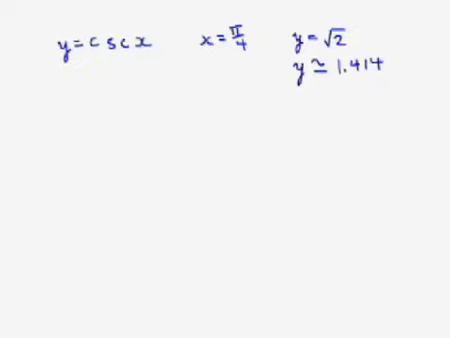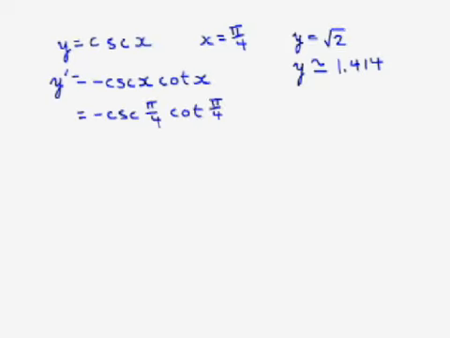Now that we have the x and y coordinate of our point, we can go about finding the equation of the tangent line. We first start by finding the derivative of our function. y prime is going to be equal to negative cosecant x cotangent x. So we now have to substitute in our x value, pi over 4, for x. So we've got y prime is equal to negative cosecant pi over 4 times cotangent of pi over 4. This expression will give me the slope of the tangent line at x equals pi over 4.